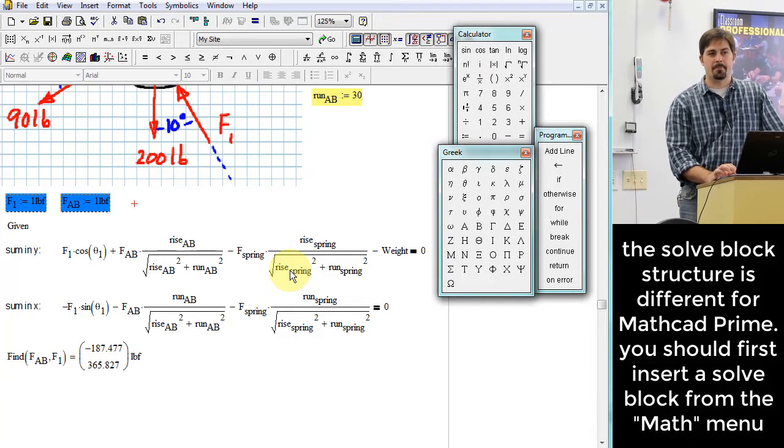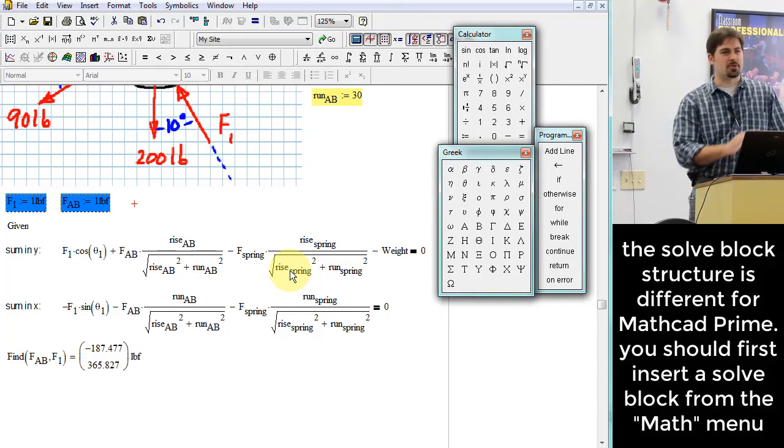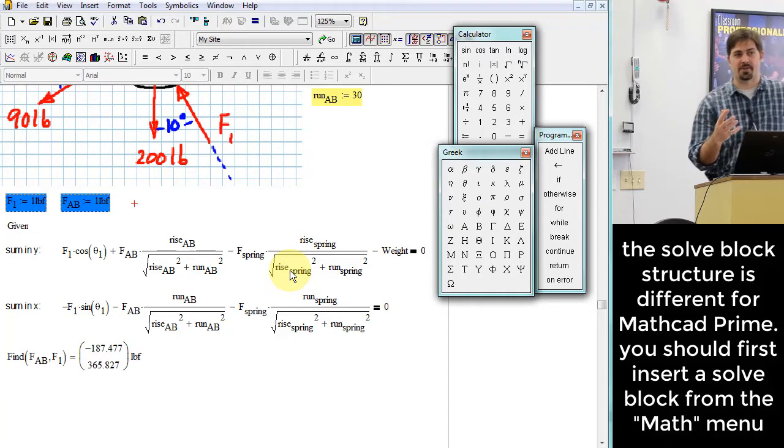Are you using Prime? Okay, so this whole process is very different for Prime. I probably should have said something about that at the very beginning. It's actually not extremely different. It's kind of similar, actually.